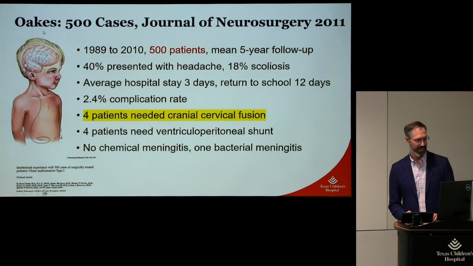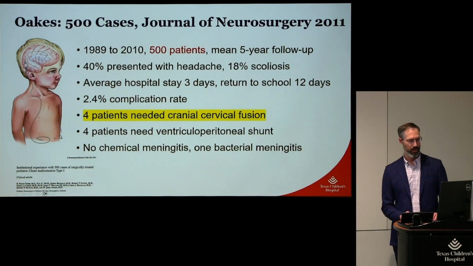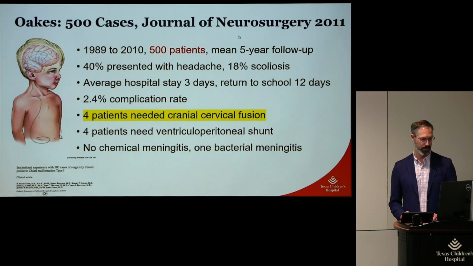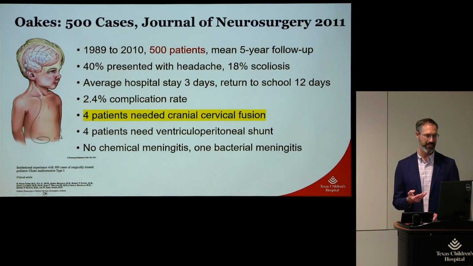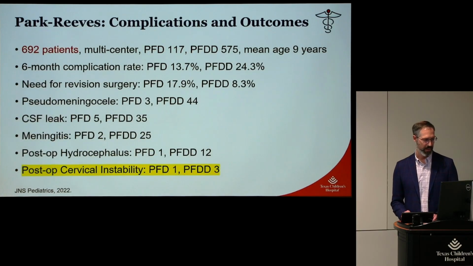And this is by Dr. Oakes in one of our reputable journals, Journal of Neurosurgery. And so of these 500 patients, 40% presented with headaches, 18% with scoliosis. But the important thing, 4 patients needed cranio-cervical fusion. So in this series of patients, he found that 4 patients out of 500 needed a fusion in order to have symptom relief.